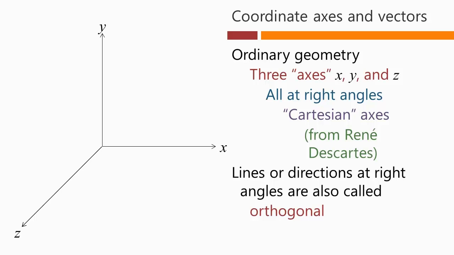And in general, lines or directions that are at right angles to one another are called orthogonal. So all three of these axes are at right angles to one another, or orthogonal. And the idea of orthogonality is a concept that we're going to generalize later on. But we'll start with it here just as a geometrical idea of things being at right angles.